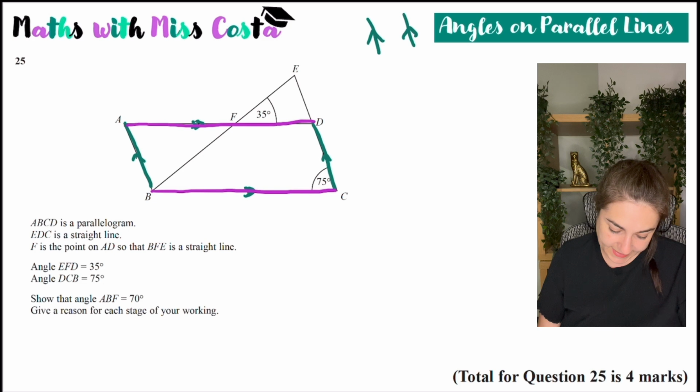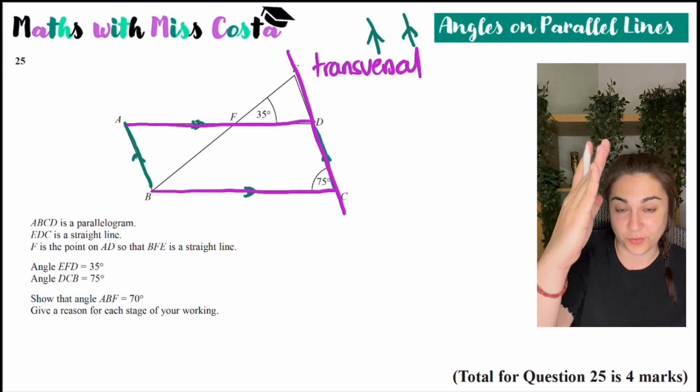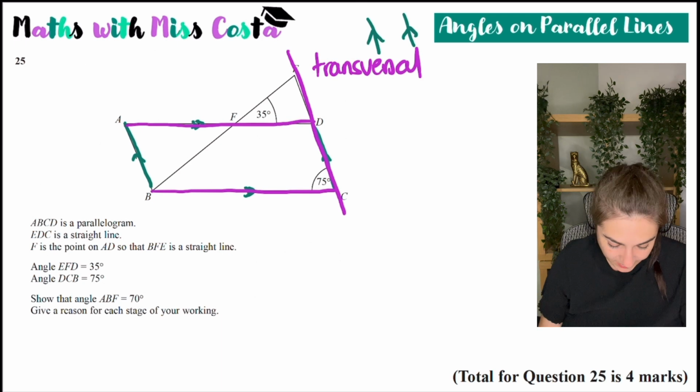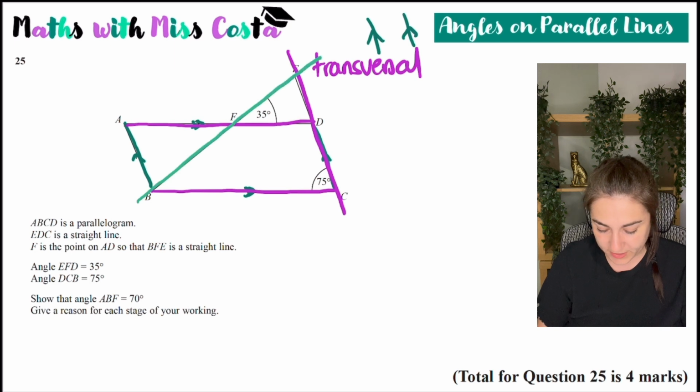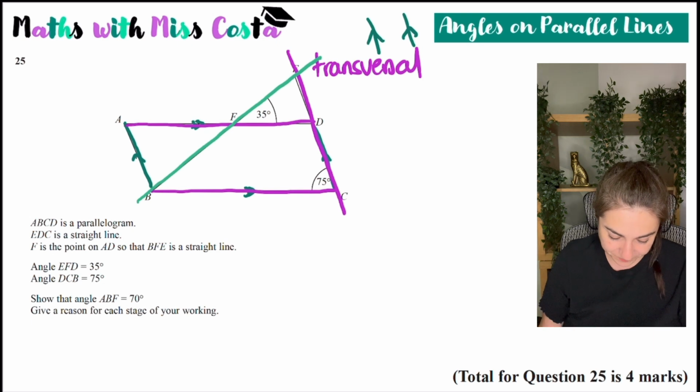I know that EDC over here is a straight line, so that would be a transversal, which essentially just means a line that cuts through the parallel lines. And F is the point on AD, so that BFE is also a straight line, so this is also going to be a transversal. So I can use all of my angles on parallel lines rules here.